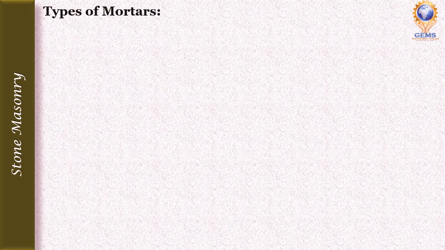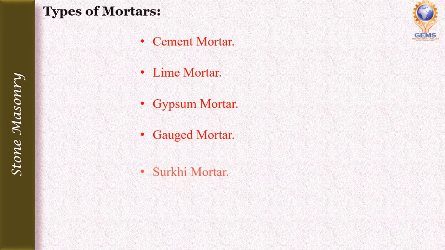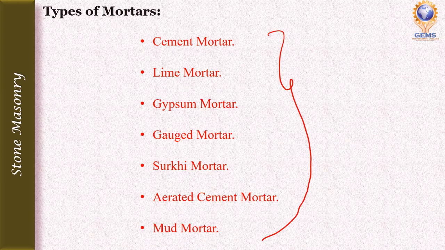The types of mortar that we are going to use in stone masonry are, first, cement mortar; second, lime mortar; third, gypsum mortar; fourth, gauged mortar; fifth, surki mortar; then aerated cement mortar, and mud mortars. So these are the different types of mortars we are going to use in stone masonry. Let's see them one by one.